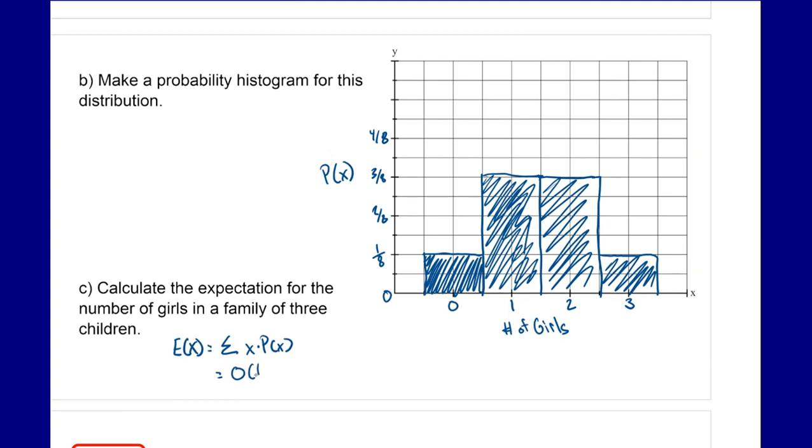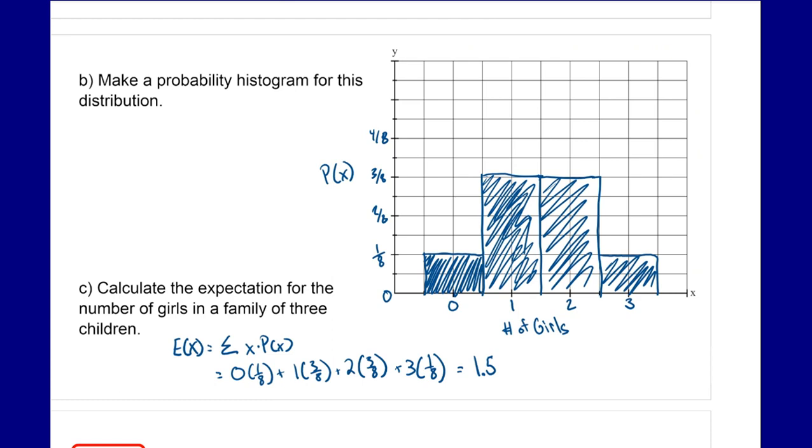So 0 times 1/8 plus the next outcome, 1 times 3/8 plus 2 times 3/8 plus 3 times 1/8. And when we go through and we add all this up, multiply and add them all up, we should get that we'll have roughly 1.5. So the expected number of girls that this family of 3 children will have is 1.5.